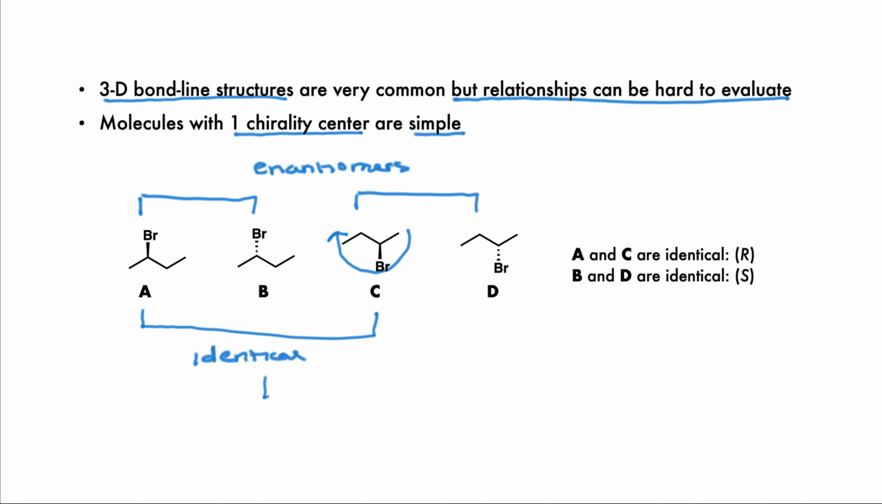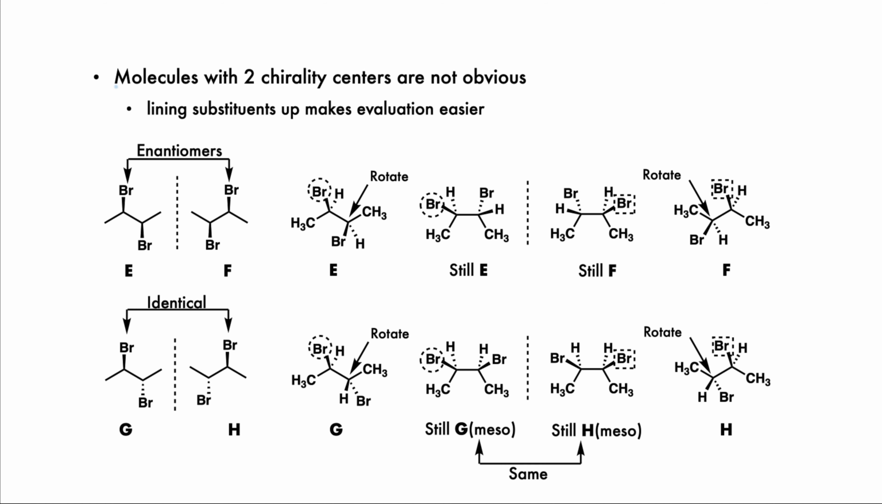Likewise, B and D are identical. You could also figure out these relationships by assigning configurations. You would see that A and C are both R, and B and D are both S. The relationship when you have two or more chirality centers in a bond line drawing is not obvious. For instance, E and F are actually enantiomers.